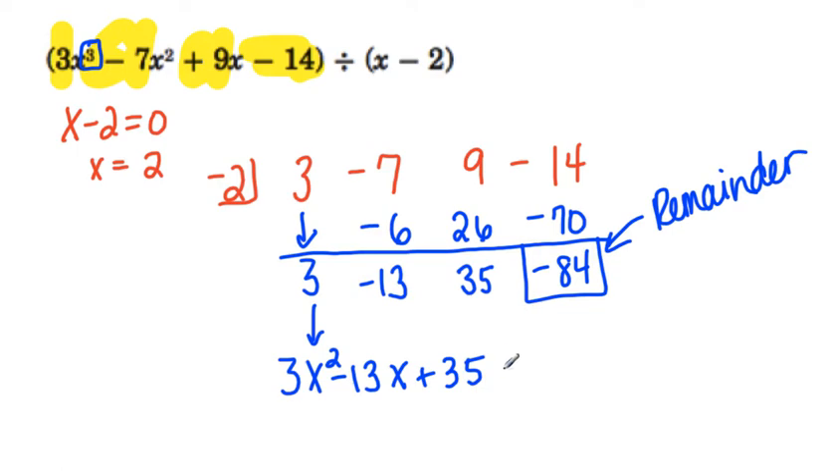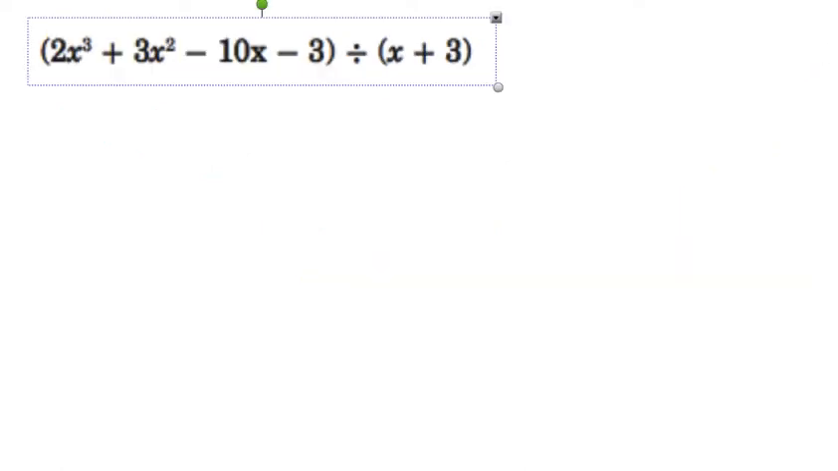So the coefficient on x squared is going to be 3, then negative 13, and then positive 35, and then this is your remainder. Remember, in long division, you add the remainder over the divisor. So I would add negative 84. I'm just going to put minus. Remember, I went over that yesterday. Go back and review the video if you need to. So negative 84 over, now here's the tricky part. It's x minus 2 because that's what I was dividing by. And that's your answer. All right, one more.